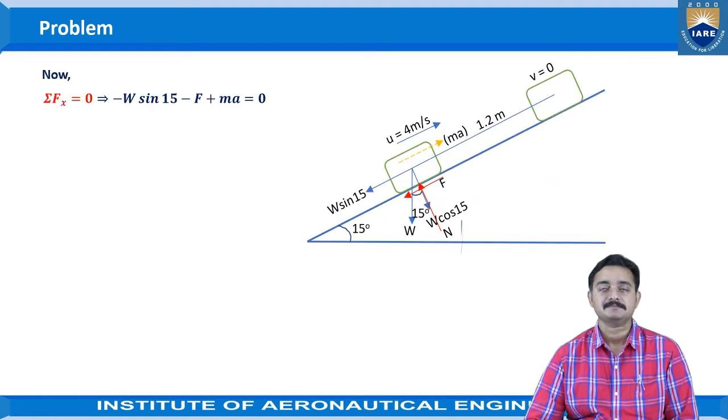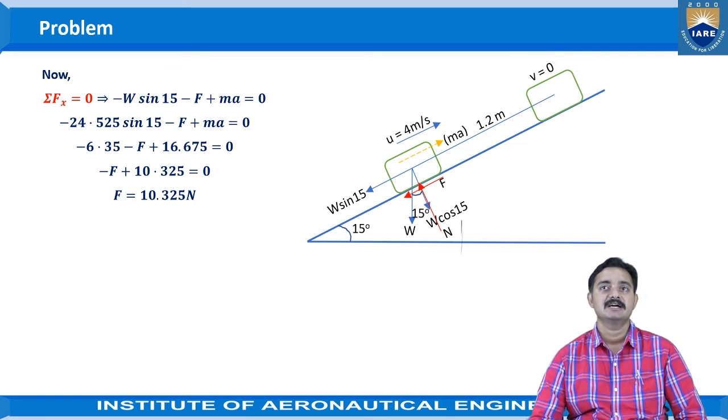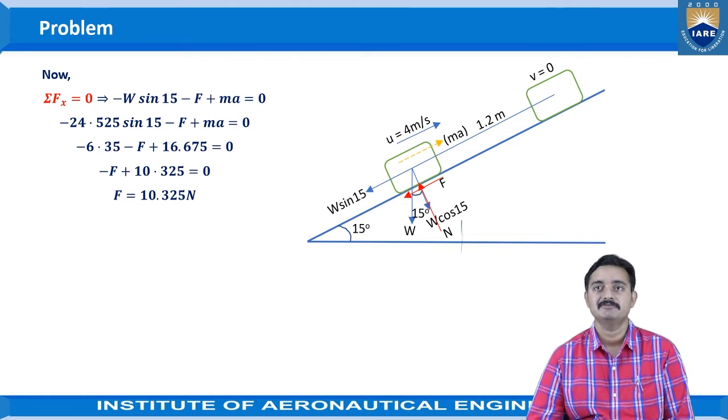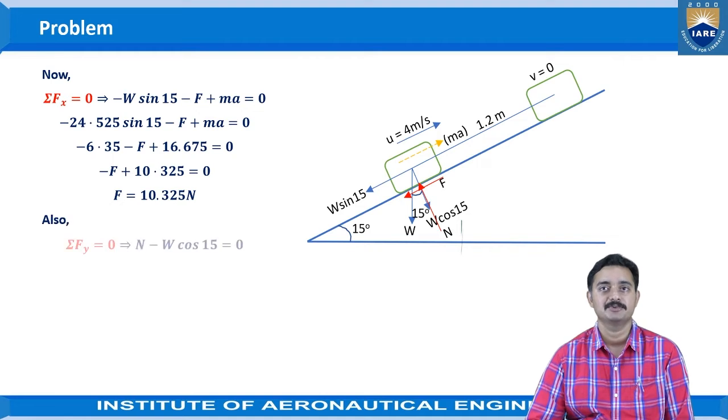Then, if we apply the condition of equilibrium, sigma Fx equal to 0, we will get the value of F, which is the frictional force, as 10.325 newtons. You can observe the equation. We are taking all the horizontal forces, or we can say the forces along the plane, and equating it to 0. When simplification is done, you will obtain the value of F as 10.325 newtons.